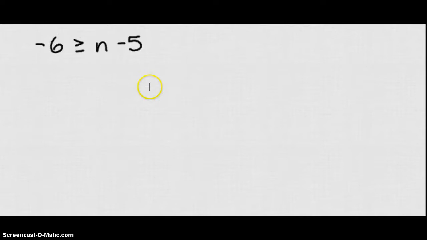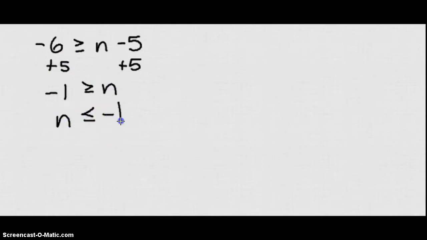Let's look at another. We have negative 6 is greater than or equal to n minus 5. To get n by itself, we can add 5 to both sides. We get negative 1 is greater than or equal to n. Or in other words, we could say that n is less than or equal to negative 1 and switch that around, because the smaller side of the inequality symbol is facing towards the n in both cases.